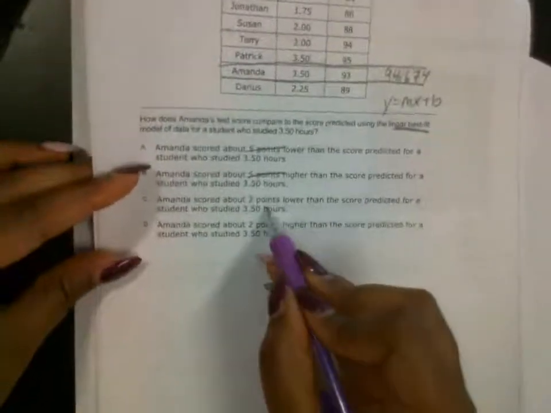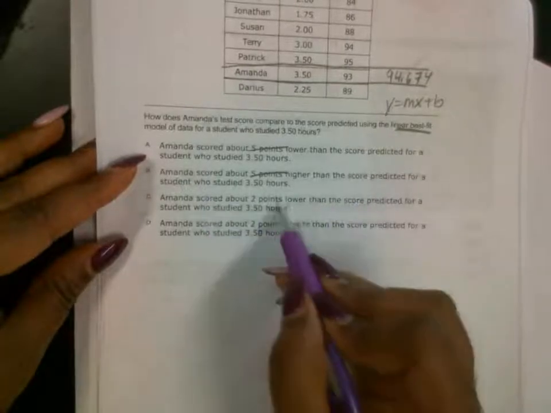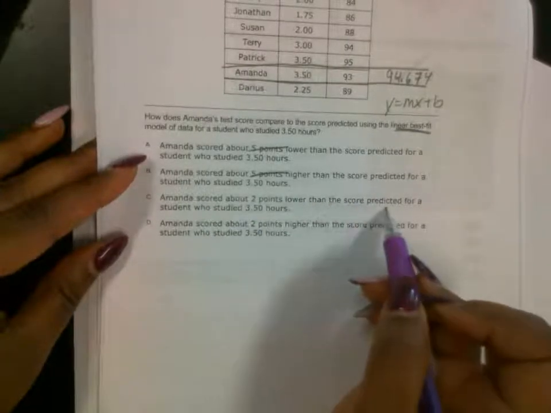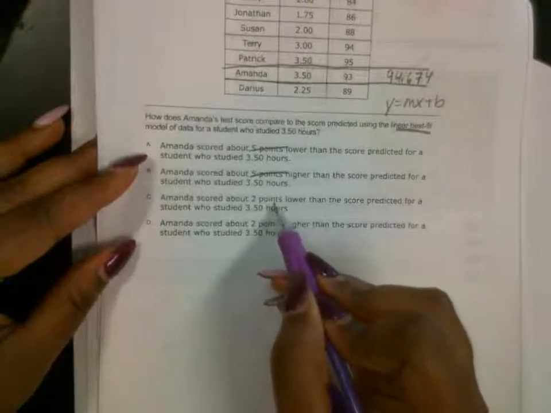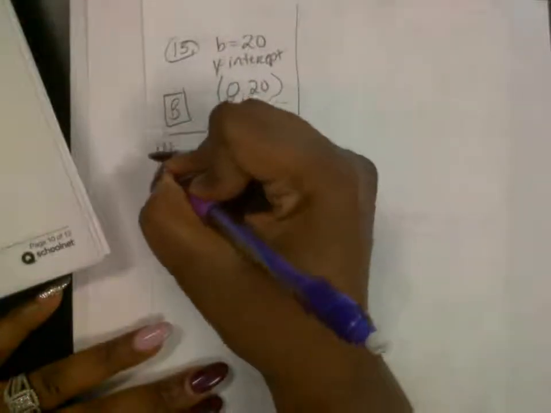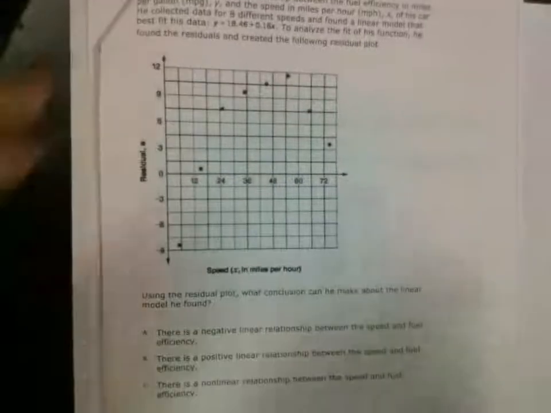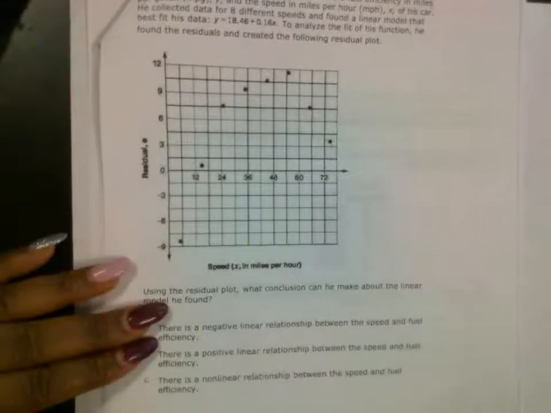It's 2 points lower. That's about 2 points, okay? So is it 2 points lower? Yes. 2 points higher? No, it's 2 points lower. So it says 2 points lower than the predicted score. Yes, it's about 2 points lower than the predicted. Okay, so C is going to be your answer for 14. Excuse me. 15.